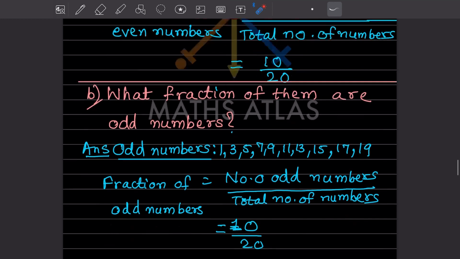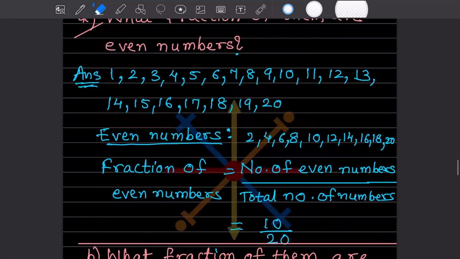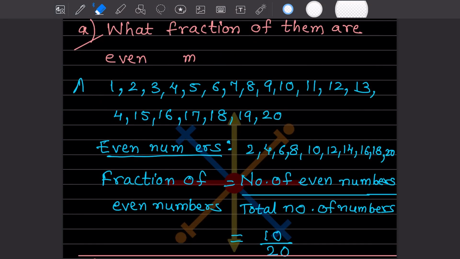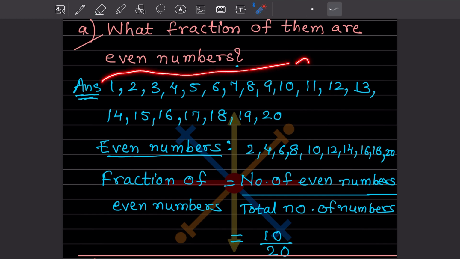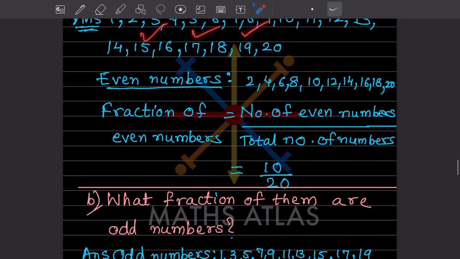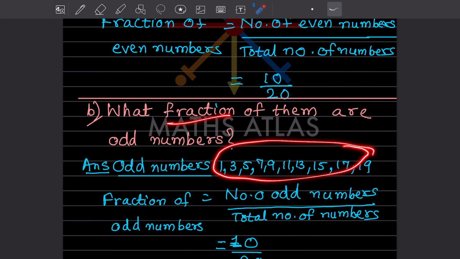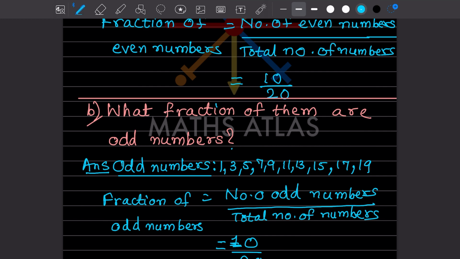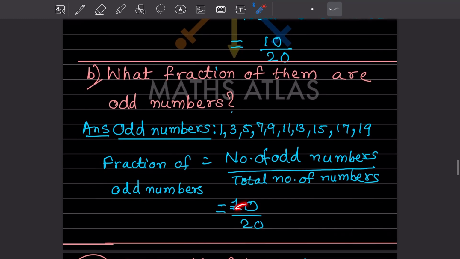Hope you got it. Now here, what fraction of them are odd numbers? Again, what will you do here? We have already written these numbers, so I didn't write the numbers again. Because we are considering the 20 numbers, right? From this, which are the odd numbers? 1, 3, 5, 7, 9, 11, 13, 15, 17, and 19. That is what I wrote over here. Now again, we want a fraction of them. So fraction of odd numbers means number of odd numbers divided by the total number. Again, these are 10 numbers divided by total of 20, right? 1 to 20 we are going to consider. So again this will be 10 ones are 10 and 10 twos are 20, that will be 1 by 2. Hope you got this one.